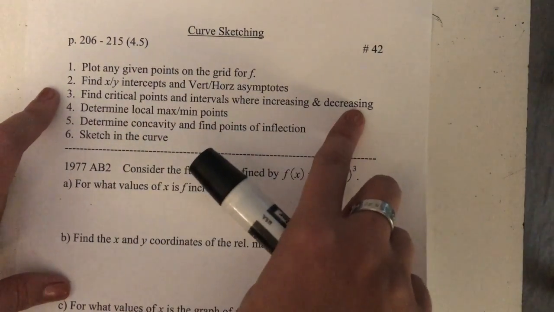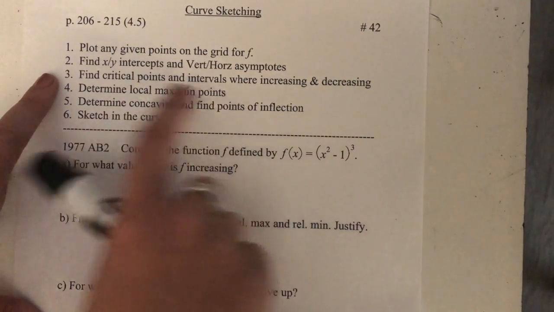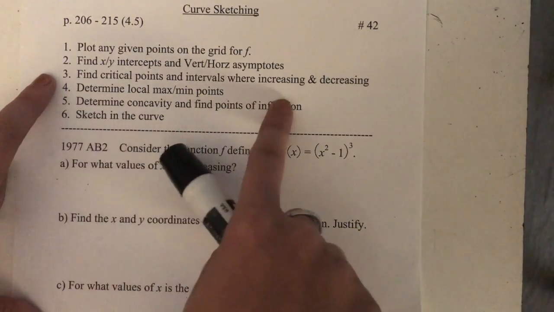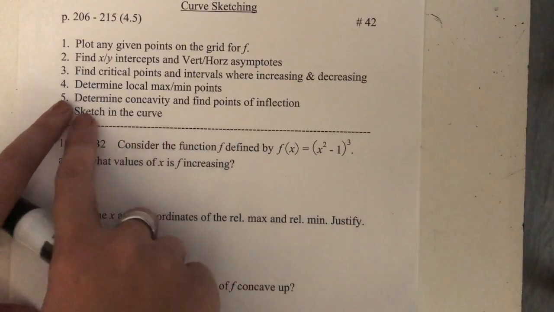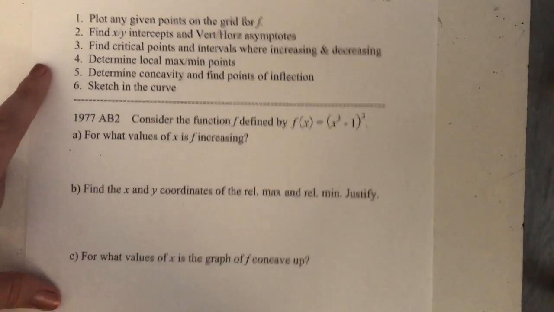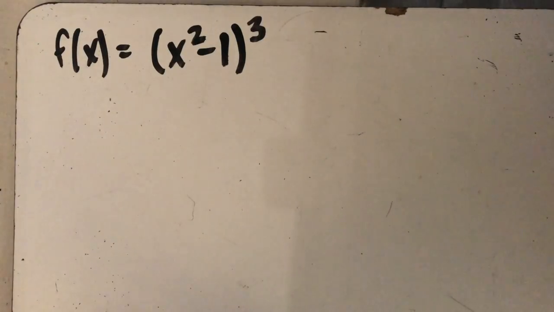And then where it's increasing and decreasing, so we're gonna have to draw our number line there. Local max and min points, right? From finding our critical points and then plugging it back into our original. Determine concavity, that's what we were just doing with our second derivative and our points of inflection, and then we sketch in the curve, okay? So let's get started.